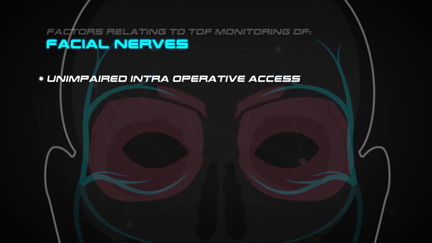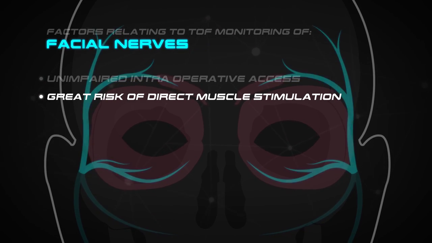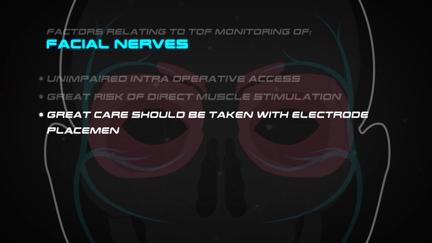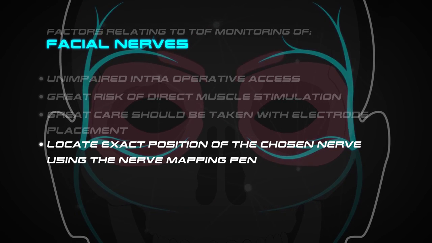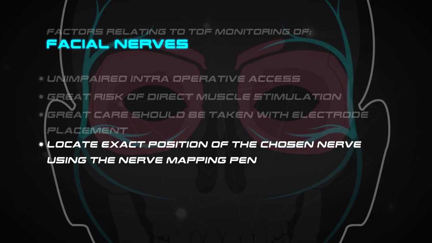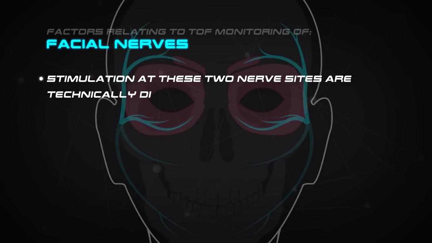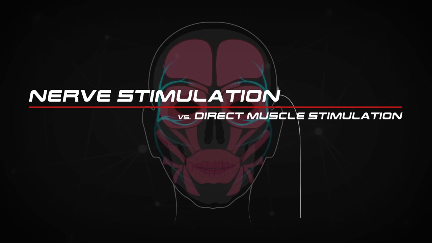Unimpaired intraoperative access to the facial nerves is assured. However, it comes with great risk of direct muscle stimulation as facial nerves and muscles share a close proximity to one another. Great care should be taken when placing electrodes on the face. We strongly advise locating the exact position of the chosen nerve using the Stimpot nerve mapping pen before placing the cathode. Stimulatory response can be observed visually and objectively. And it should be noted that correct stimulation of these two nerve sites are technically difficult to achieve, and the outcome is frequently unsatisfactory.